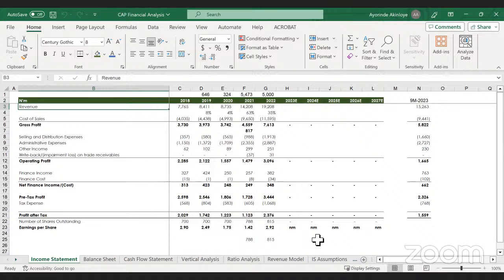Determine the assumptions that will drive your forecast. So the first thing is revenue. Usually, when you are building your financial model, the first thing you want to forecast is revenue, because literally every other thing in your income statement will be as a percentage of your revenue, basically, right? So you want to forecast revenue.